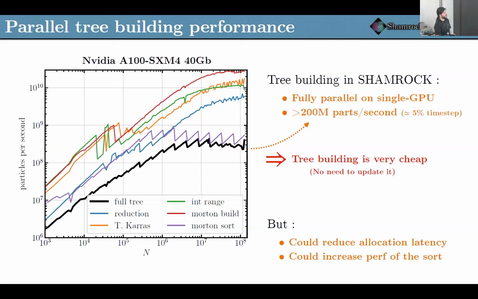But this could very well be optimized, first by reducing the allocation latency, which corresponds to that line here, and also by increasing the performance of the sorting algorithm. Here we are just using a very crude implementation of a bitonic sort. This could be totally replaced by algorithm libraries in some implementations.